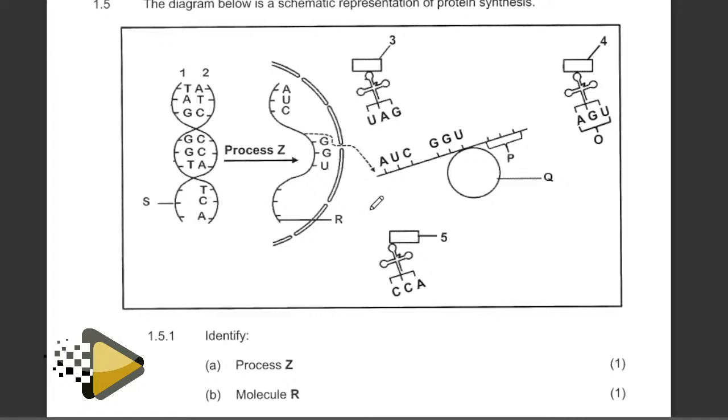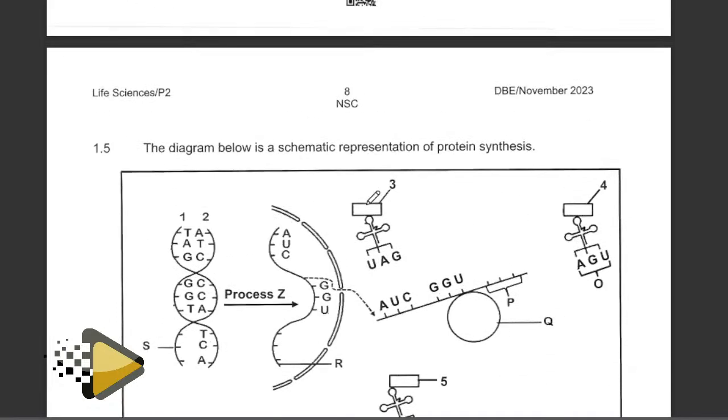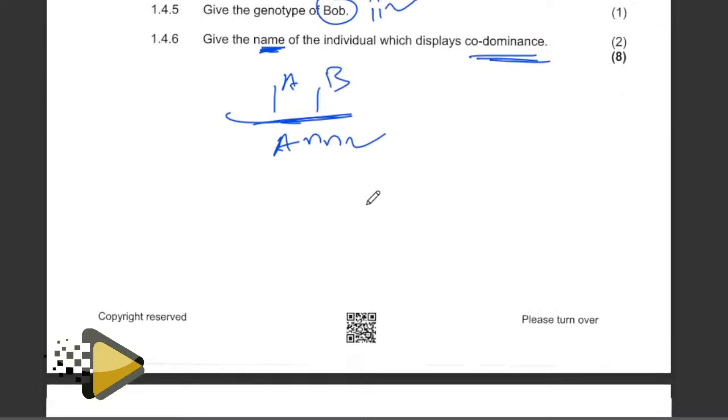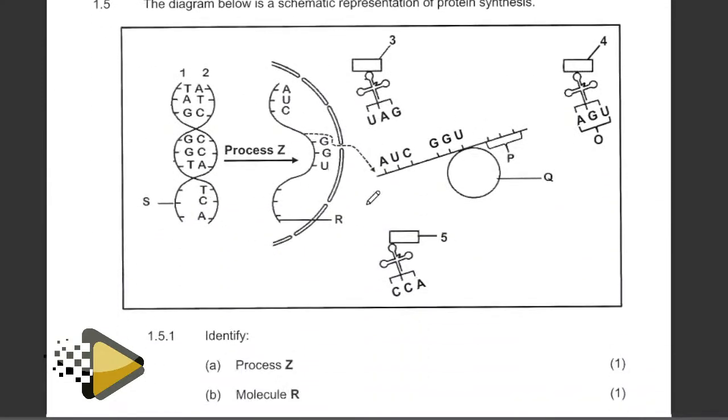The next question below is a representation of protein synthesis. Okay, protein synthesis. We know that what is here is protein synthesis.